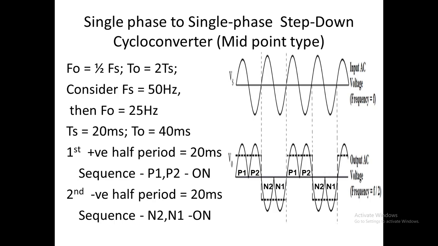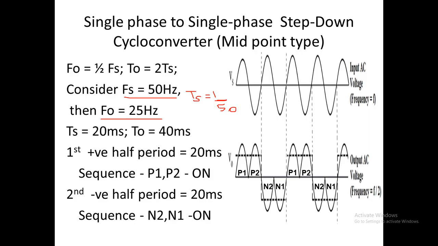So we can go for different frequencies. First, we can see the step down cycloconverters. Here we have supply frequency 50 hertz and output frequency 25 hertz. So the time period TS will be 1 by 50, that is 20 milliseconds.